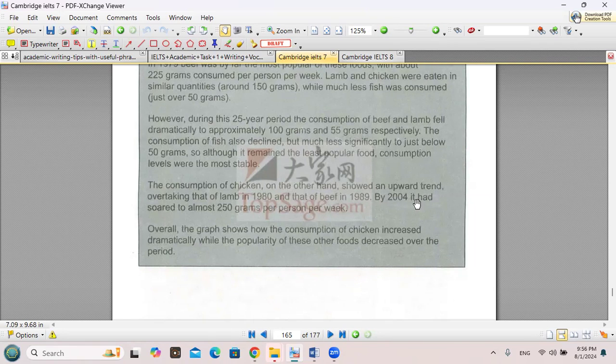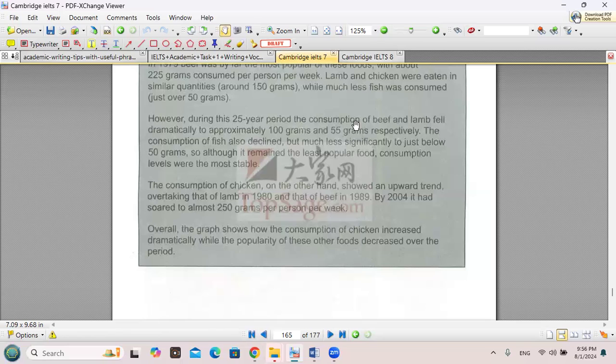So here we have "however," a linking word indicating the change between 1979 and 2004. He said "during this 25-year period." When you write 25-year with a dash, you're not supposed to add s. You're not supposed to write "25 years period." This is wrong. It's used a lot in academic writing. Like "25-year-old student," don't write "25 years old." This is a common mistake.